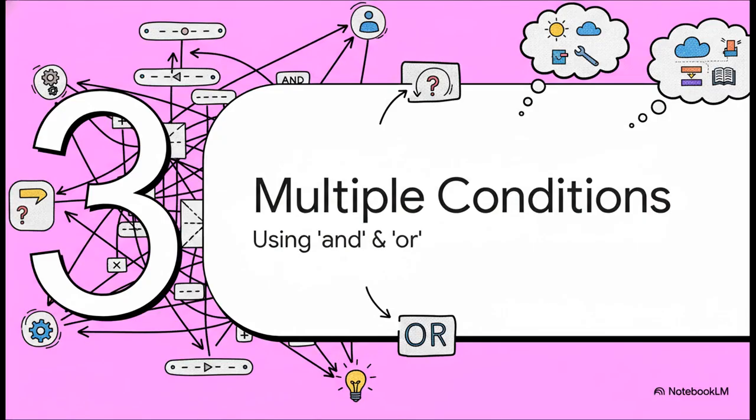Easy. Okay, now things are about to get really interesting. Because let's be honest, real-world decisions usually depend on more than just one thing, right? So how do we handle that in our code? We use a couple of special keywords that let us juggle multiple conditions at the same time.